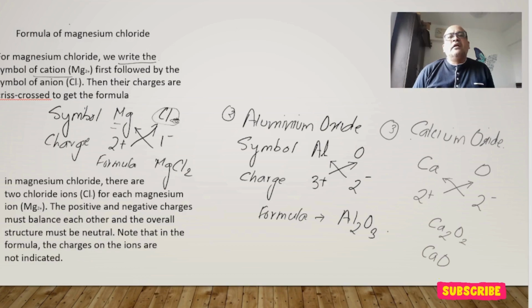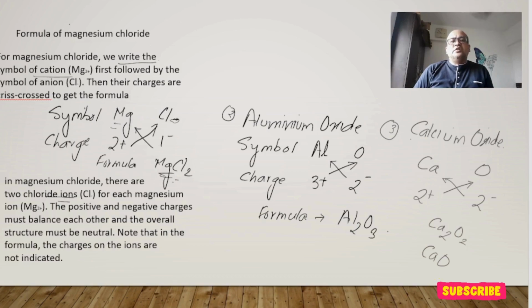Okay, then what we do? The charges are crisscrossed. See here, the charges. Magnesium is 2 plus and chloride is 1 minus. So we crisscross these charges and we get MgCl2, magnesium chloride. In magnesium chloride, we have two chloride ions for each magnesium ion. So two chloride ions are required for each magnesium ion. The positive and negative charges balance each other and the overall structure becomes neutral.